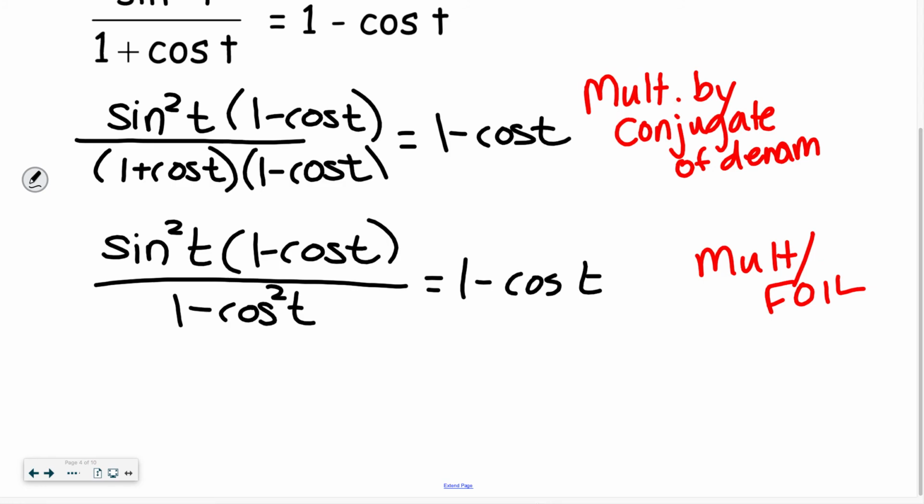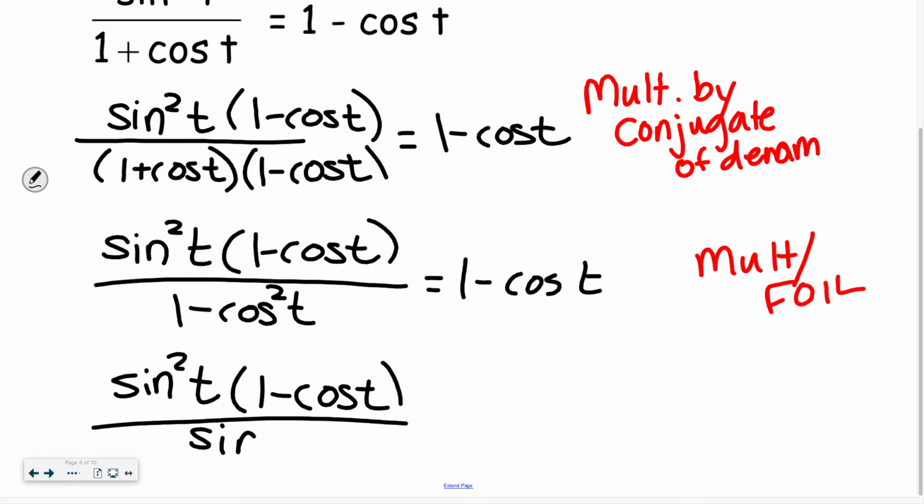If you multiply by the conjugate, it might turn out looking like your Pythagorean identity. 1 minus cosine squared is equal to sine squared. So now we can make the substitution in the denominator. So we have sine squared t times 1 minus cosine t all over sine squared t. I'll move this up here in just a second. So equals my 1 minus cosine t, and that's my Pythagorean identity.